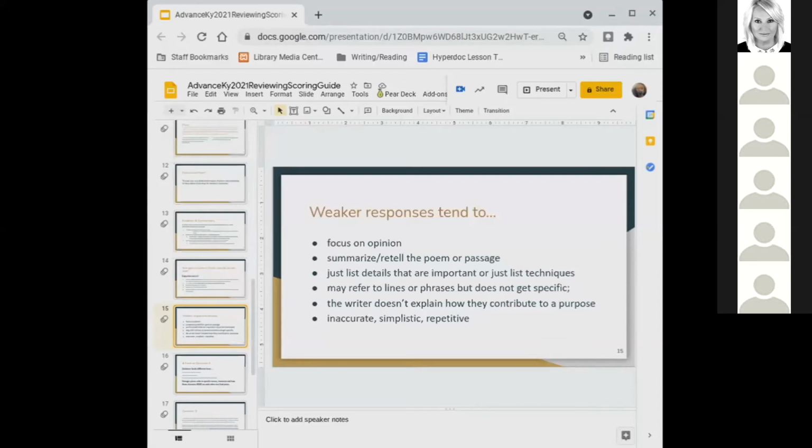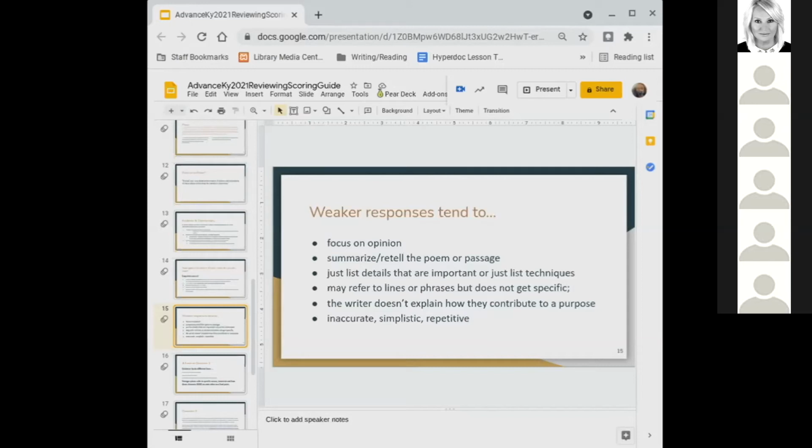You may refer to lines or phrases, but not get specific. We've already talked about that. Some of you said that you felt that was a problem. The writer may not explain how these elements contribute to a purpose. All right. So everything is used purposefully. So that's what you have to try to articulate in your essay. What job is this piece of evidence doing? Like, what does it matter?